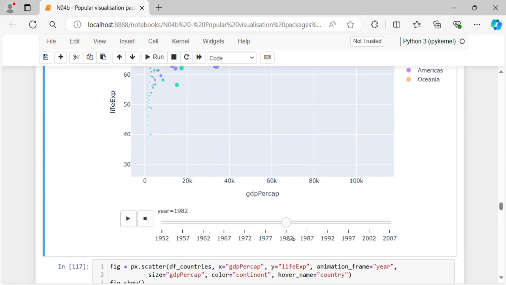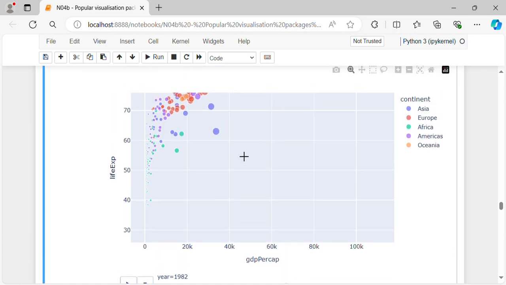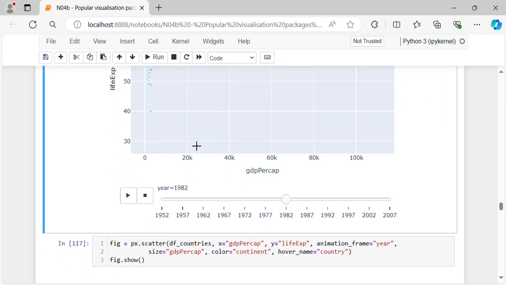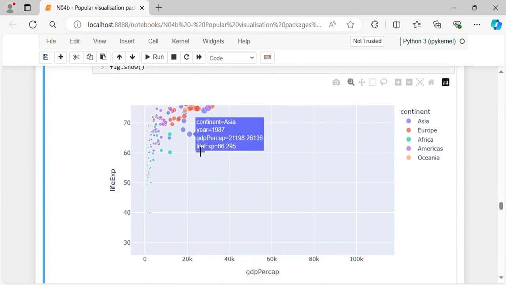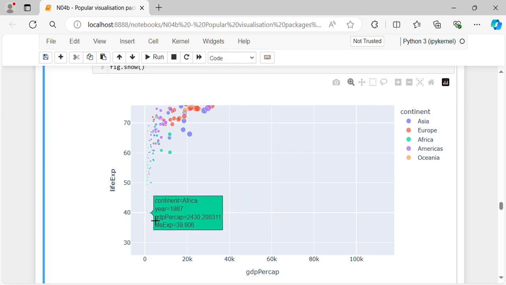Let's look at 1982. The GDP has decreased quite a lot, and for the country having the highest GDP, the life expectancy has increased as well, and we can see that all the countries are having GDP below 40,000, and the life expectancy is also increasing, including for Africa. 1987, the life expectancy is increased again, and for Africa also is increasing slowly, and the GDP is all below 40,000.